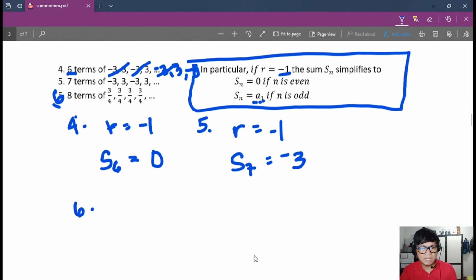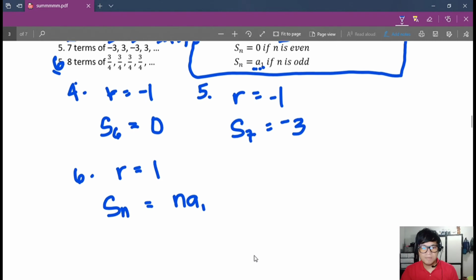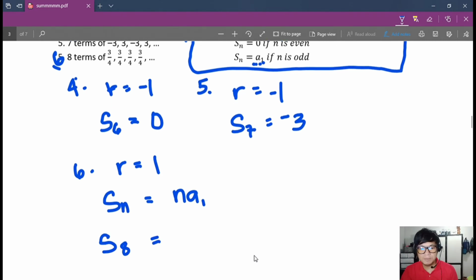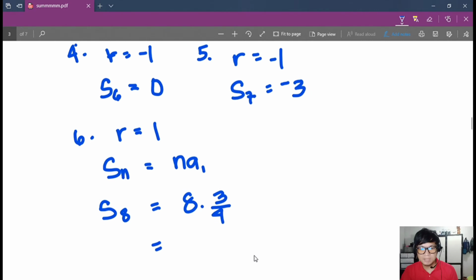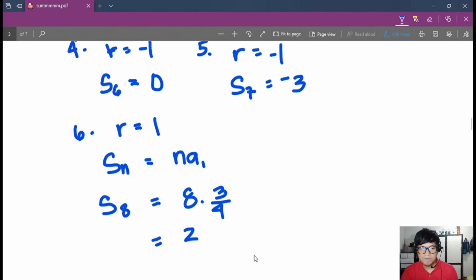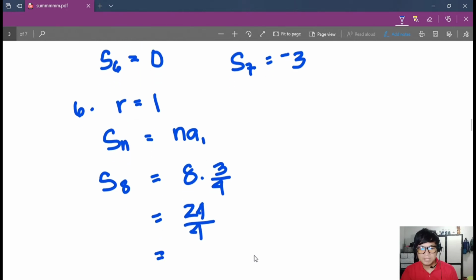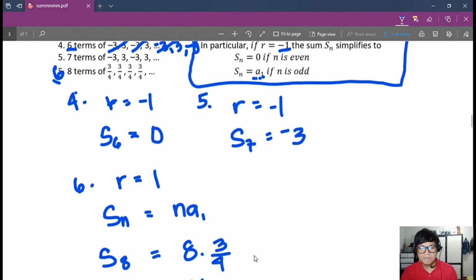For number 6, the common ratio is 3 fourths divided by 3 fourths, which is 1. So, the common ratio is 1. So, ano yung kanina? The sum of n is equal to n times a sub 1. So, we have the sum of 8 terms; there are 8 terms times the first term, 3 fourths. So that is 8 times 3 is 24 over 4. So 24 over 4 is 6. So the sum of the first 8 terms of the geometric sequence 3 fourths is 6.